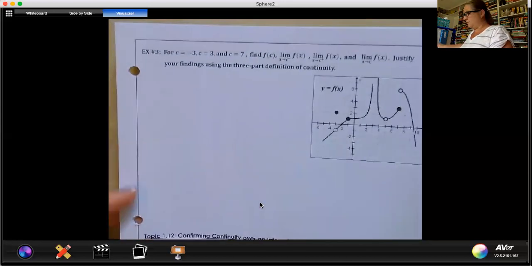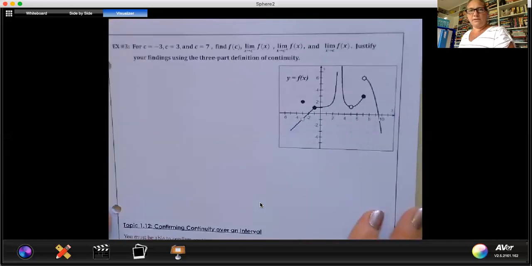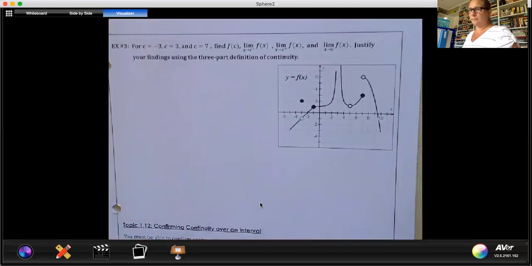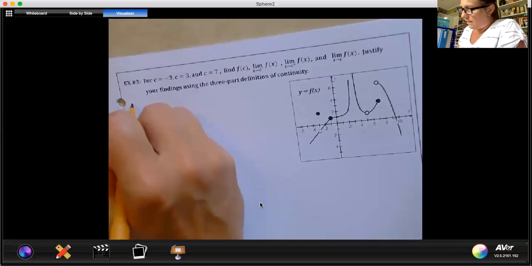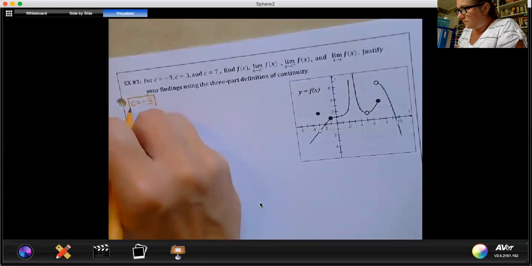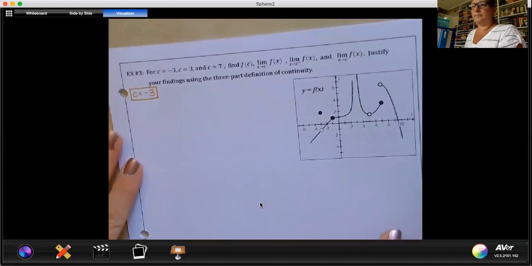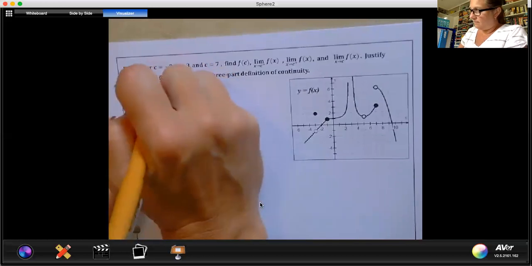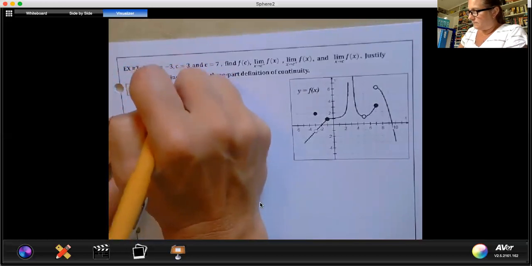All right, example number 3. For c equals -3, c equals 3, and c equals 7, find f of c. Find the limit as x approaches c from the left and right and overall, and justify your findings using the 3-part definition of continuity. You're going to want some different colors here. So we're going to begin with c equals -3. So we're going to find f of -3 on our graph.